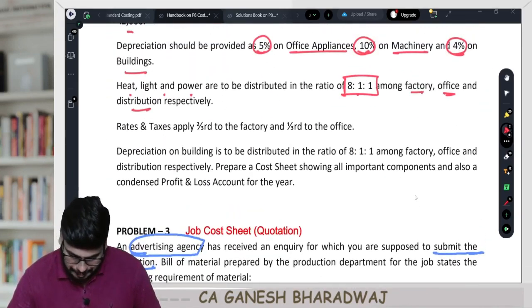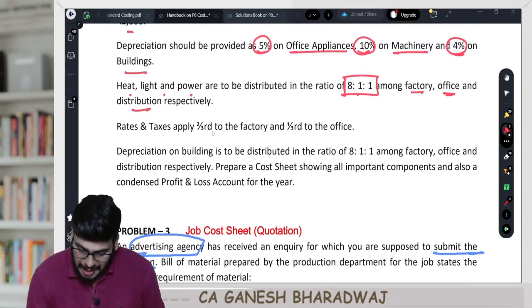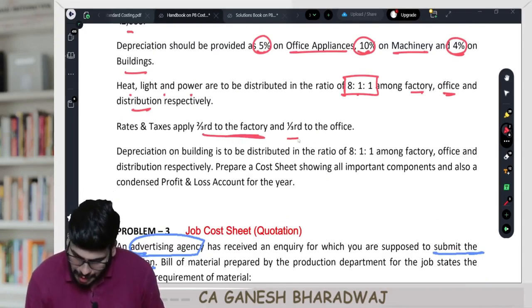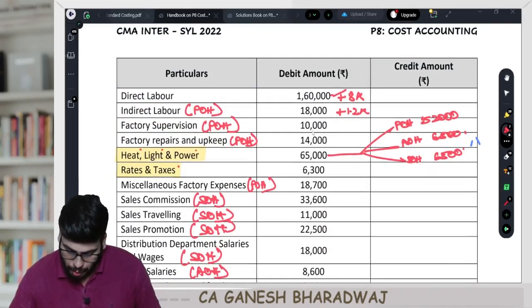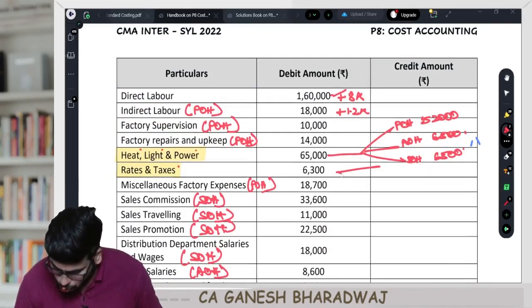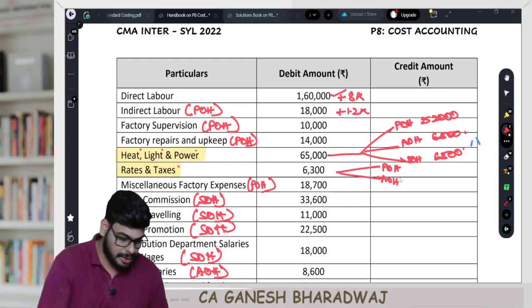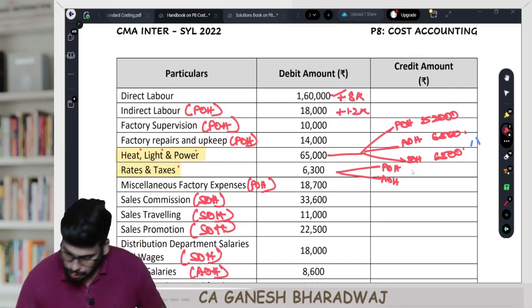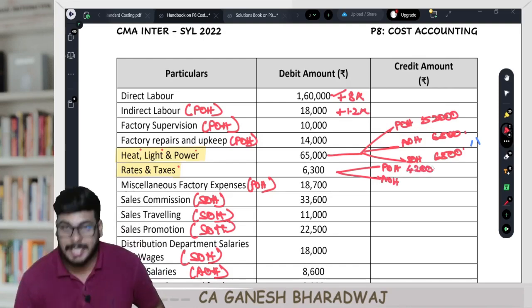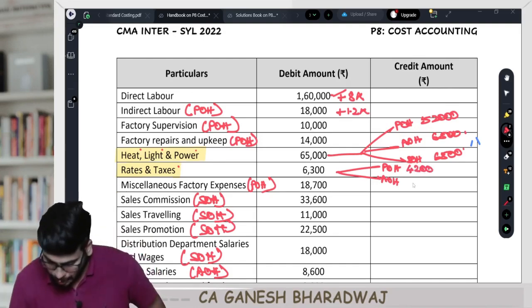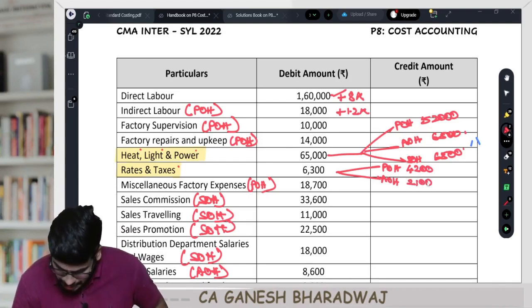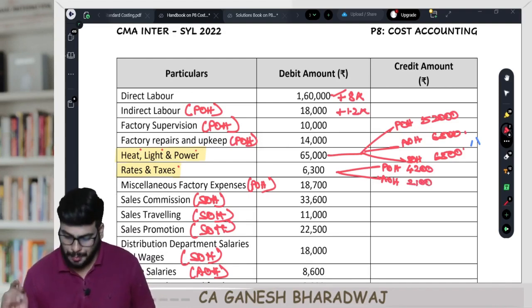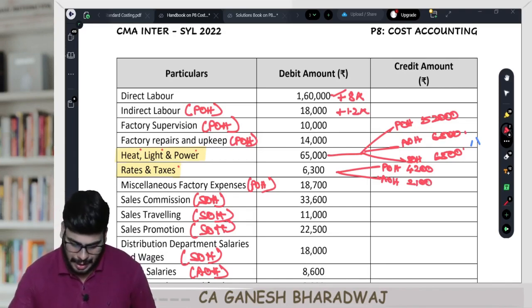That's about it. Next, rates and taxes apply 2/3 to factory and 1/3 to office. So now what they are saying, rates and taxes, 2/3 to factory POH and 1/3 to office AOH. Are you clear with this? So 6,300 divided by 3, that's 2,100 into 2, so 4,200 rupees is attributable to production overheads, and 1 by 3, 2,100 rupees is attributable to your administration overheads. Are you clear with this?